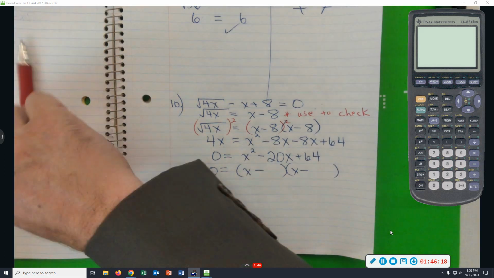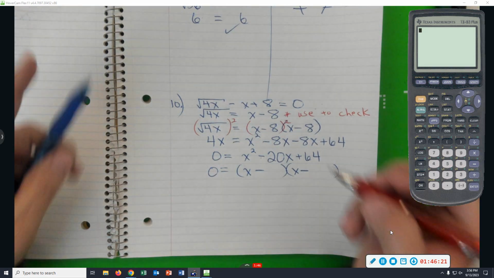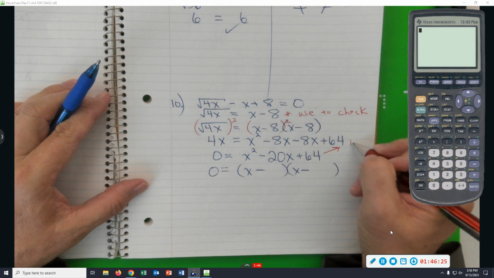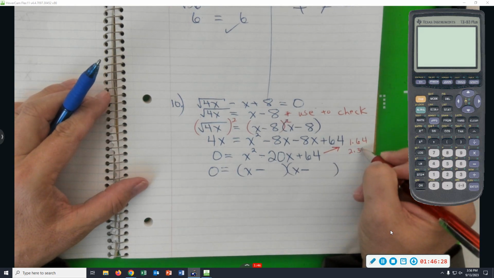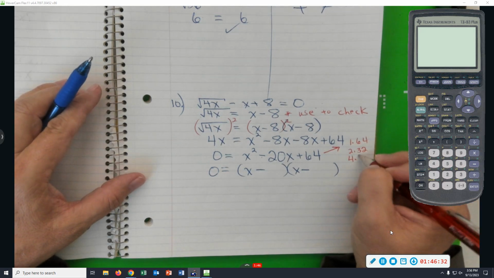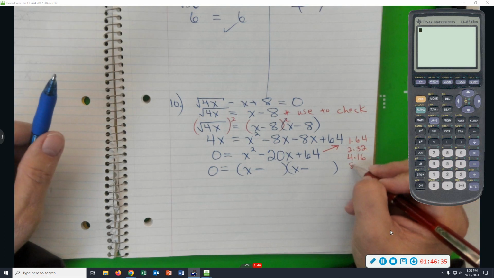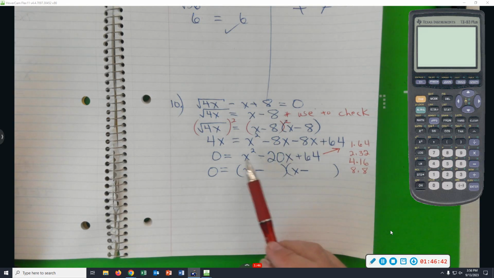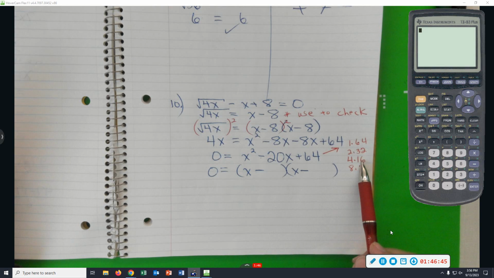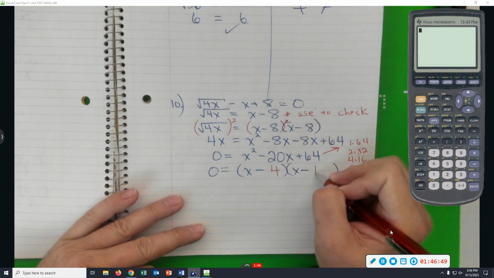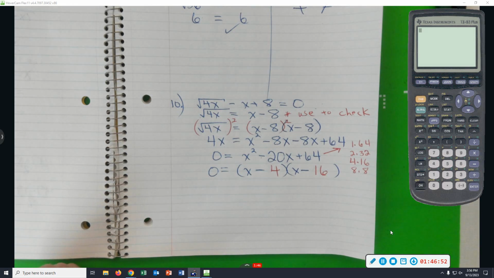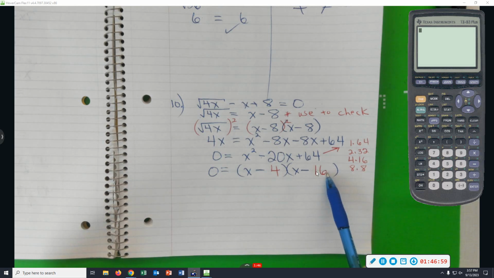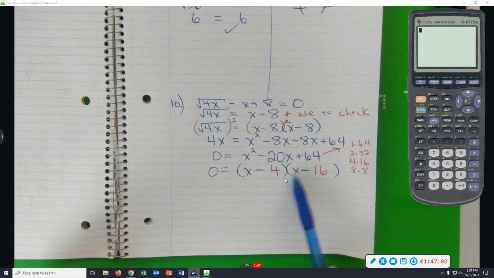Now 64, 8 times 8 is the first thing that pops up in my head, but that certainly wouldn't give us the 20. So we have 1 times 64, 2 times 32, 4 times 16, 8 times 8. Which one are we going to use? It's a simple trinomial, so you can choose the pair 4 plus 16. That gives you the 20. The outer is negative 16x. What's the inner product? Negative 16 minus 4. Sure enough, that gives us the negative 20x.